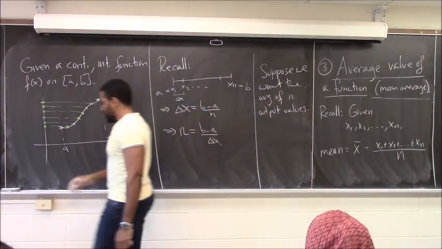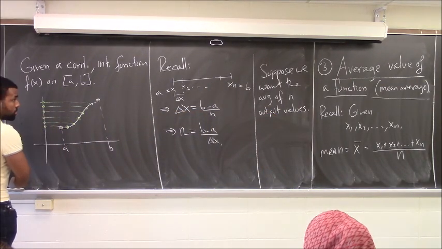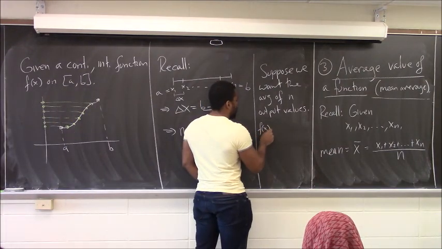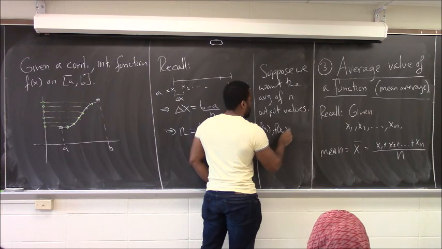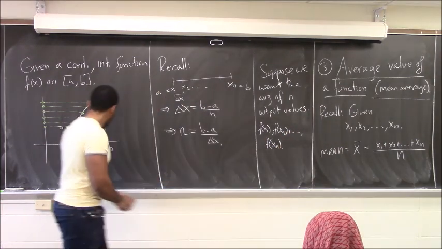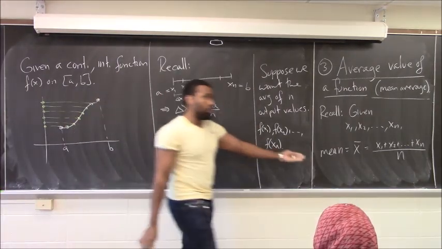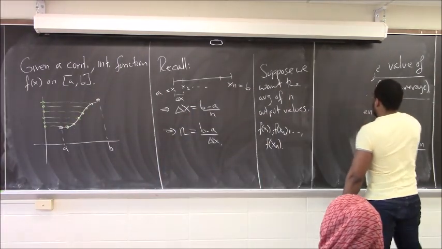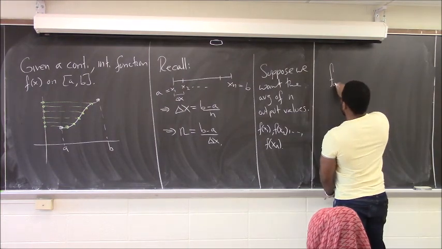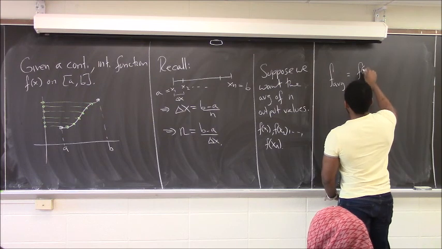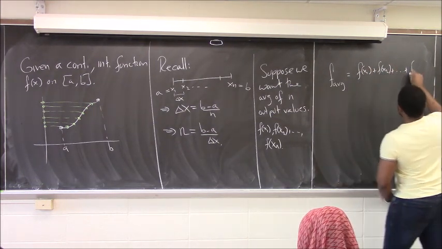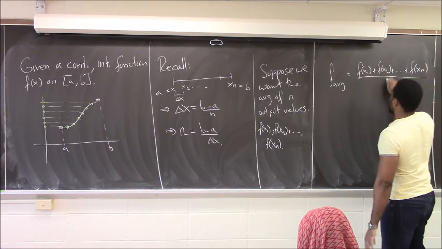Suppose you want to find the average of n output values of this function. So I have a list of outputs, f of x1, f of x2, etc., all the way up to f of xn. Find the average. Well, we'd simply use this formula. The average output is going to be me adding up all these numbers and dividing by the number of numbers there are.